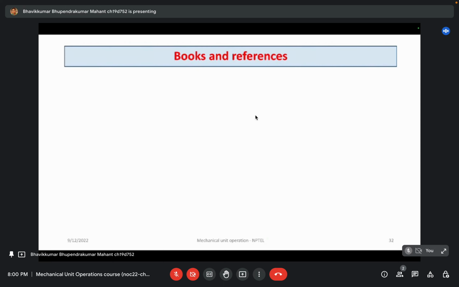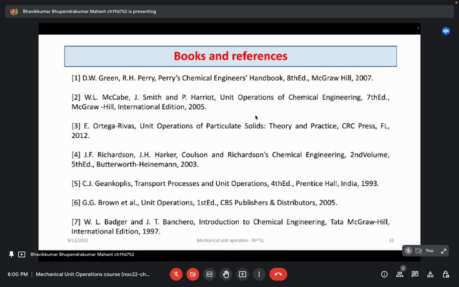So these are some books and references which the professor follows, and I also follow the same books. Most of the topics are covered from Unit Operations of Chemical Engineering by McCabe and Smith, and some from Unit Operations of Particulate Solids.